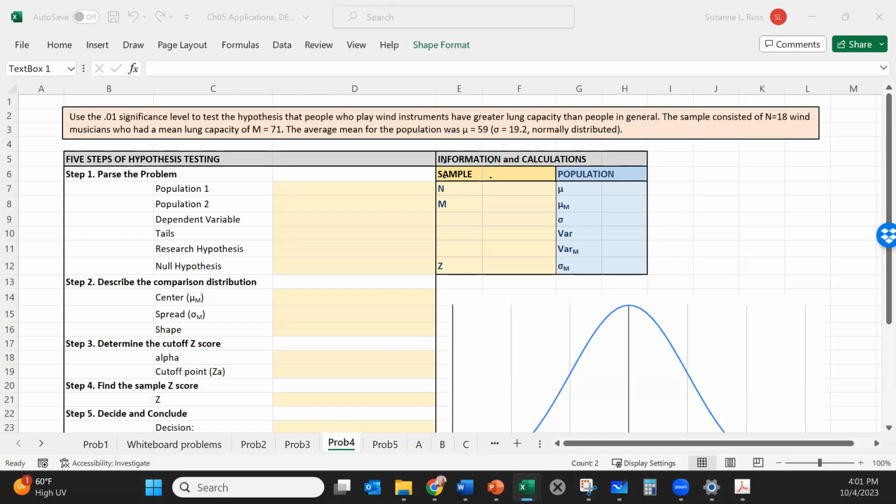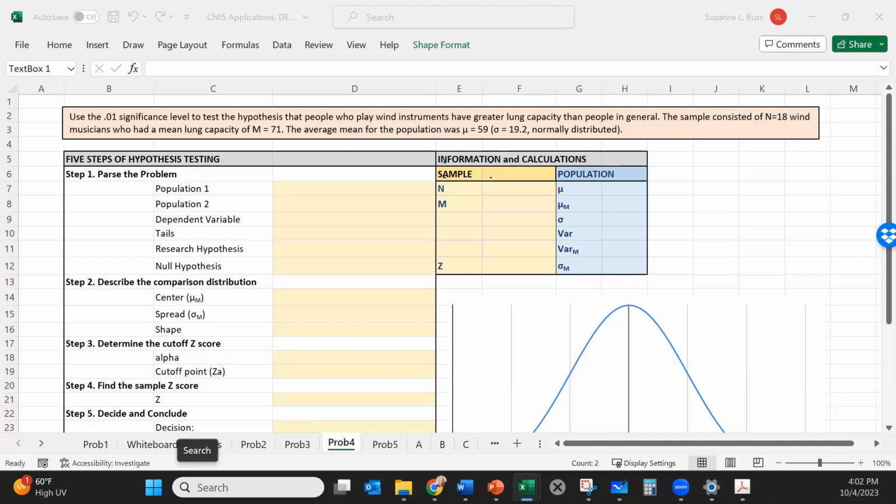So we have now a second demonstration problem. This one we'll do in Excel. So the problem says, use the 0.01 significance level to test the hypothesis that people who play wind instruments have greater lung capacity than people in general. The sample consisted of 18 wind musicians who had a mean lung capacity of 71. The average mean for the population was mu equals 59, and sigma equals 19.2, normally distributed.